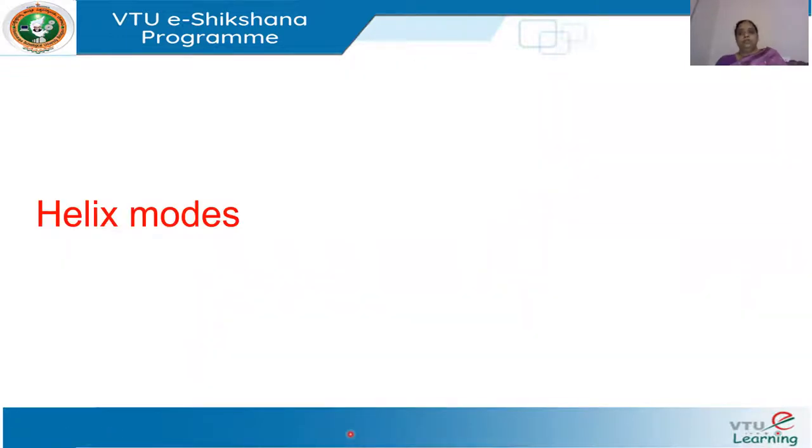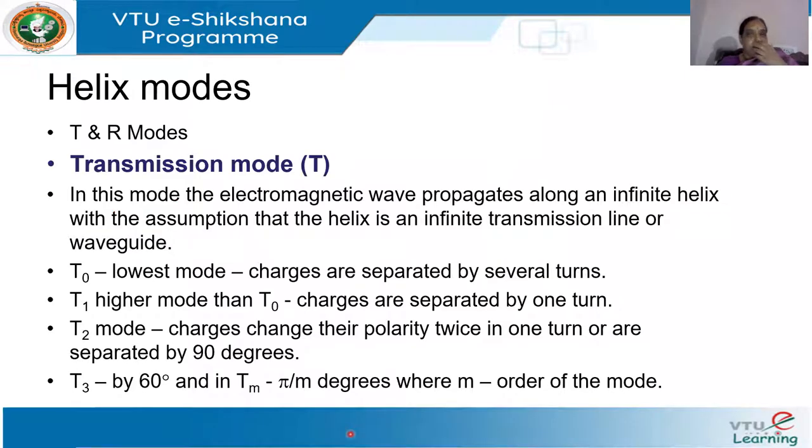Coming to the next portion, the helix modes, the different types of helix modes. There are many ways of representing the helix mode. Two of the modes are the T mode and the R mode. The T mode is the transmission mode, and R is the radiation mode. So let us look at the T mode.